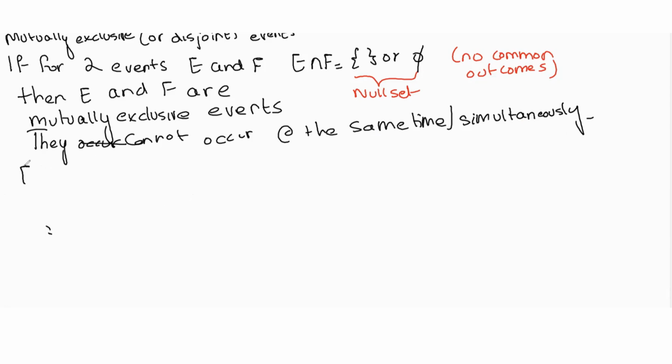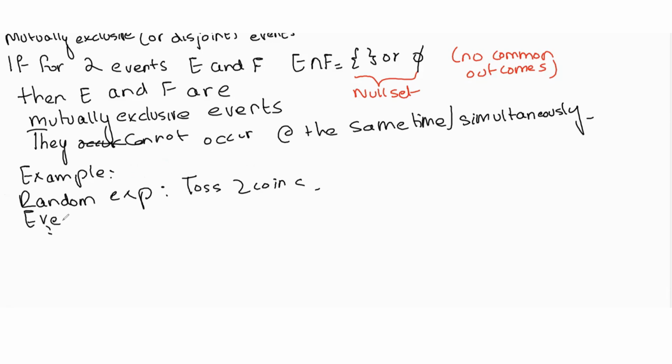Let's look at an example. The random experiment is that we toss two coins, and we define these events. I'm going to look at an example of two mutually exclusive events in this case.